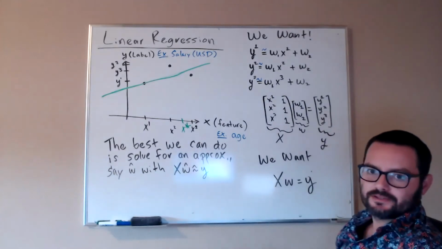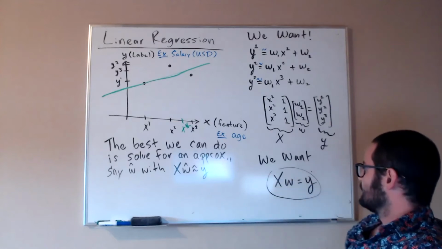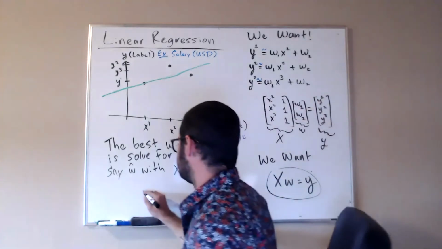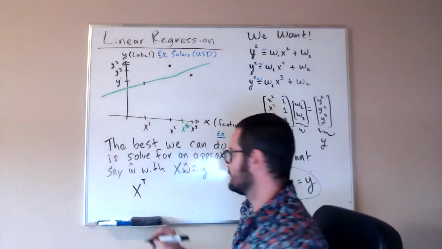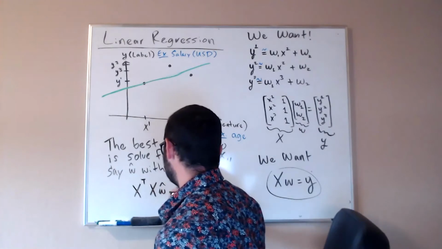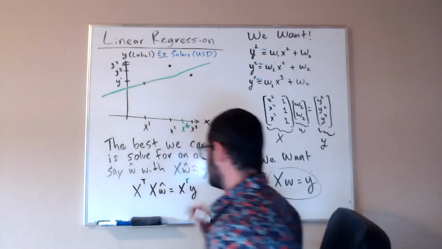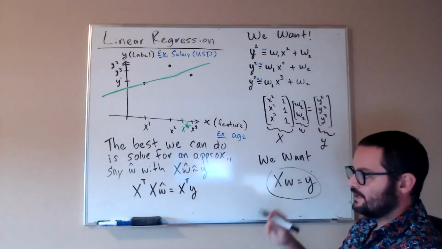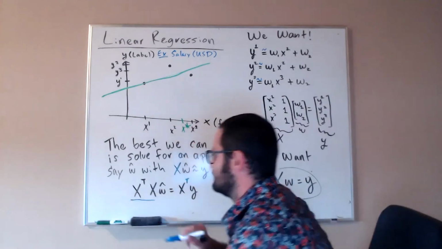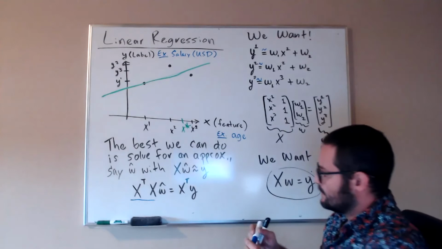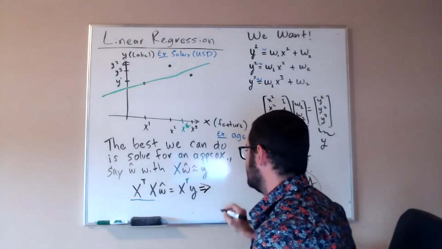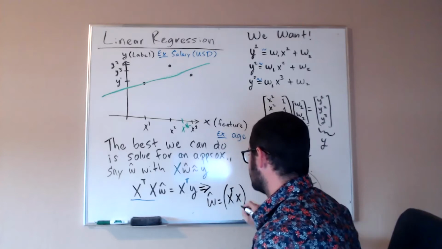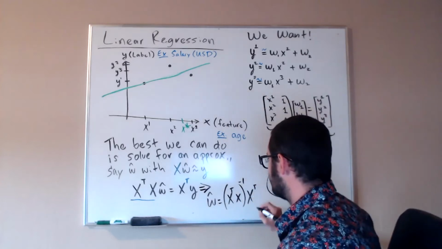So how do we find this? Well, starting from this equation here, we know that X is more than likely non-invertible, but we can play with this. Let's just multiply both sides by X transpose. And we'll call this solution to this system W hat. Now this here, you recall from linear algebra, is going to be invertible. So what we have now is that W hat is equal to X transpose times X inverse times X transpose times Y.